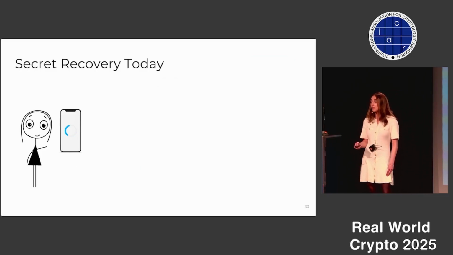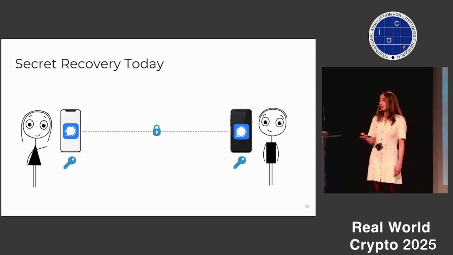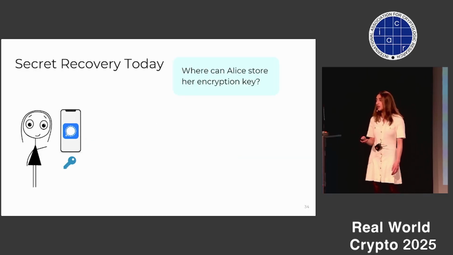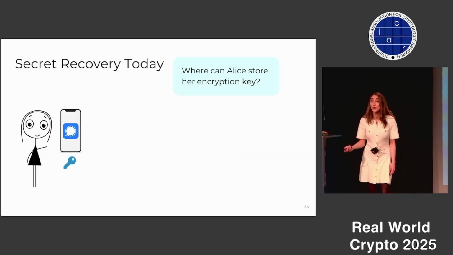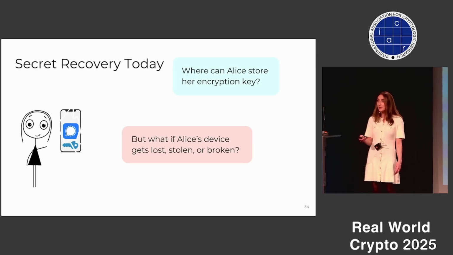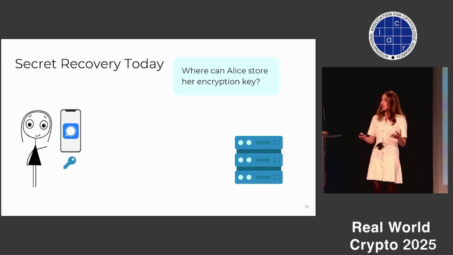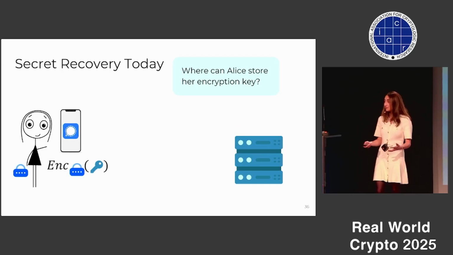So what is secret recovery? Well, in many end-to-end encrypted applications like Signal, a user Alice downloads the app, and say another user Bob does the same. And what they want is to have an end-to-end encrypted communication channel where they can send messages back and forth. And so similarly to our other application, this begs the question, where can Alice store her encryption key? Well, she could store it on her client device, but what happens if that device is lost, stolen, or broken? I mean, she could store it on the server, but again, that server could be malicious or compromised.